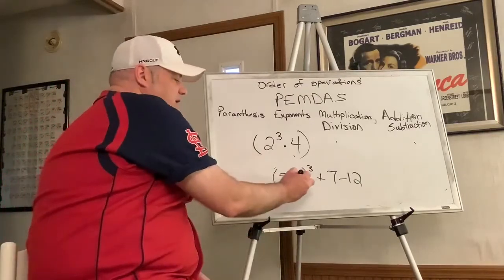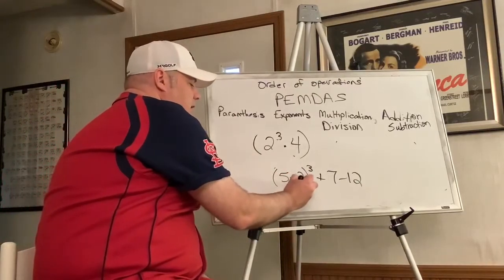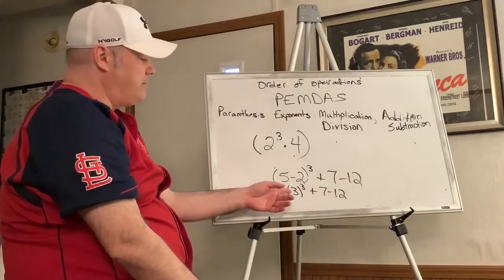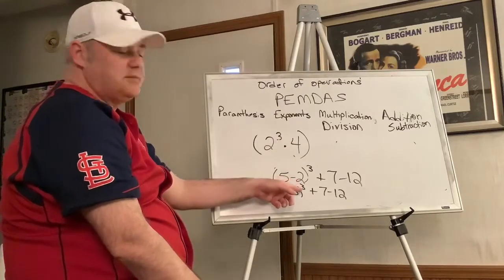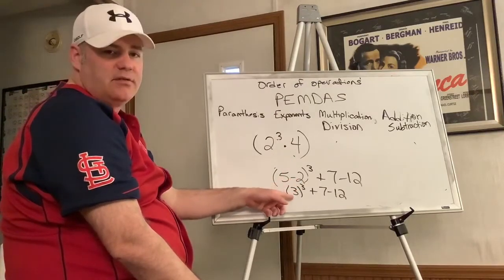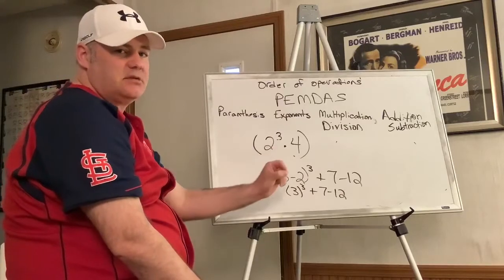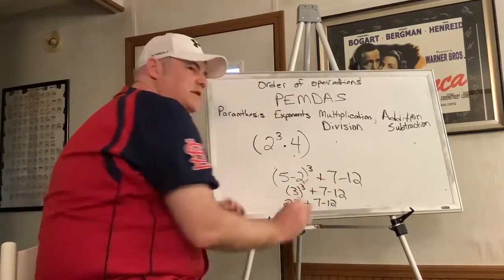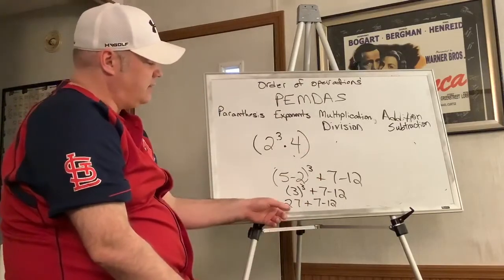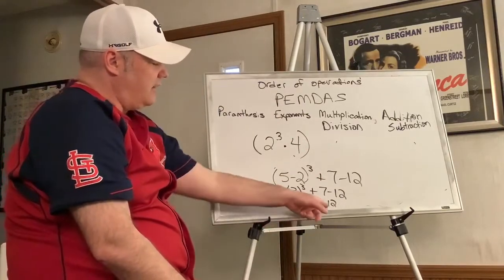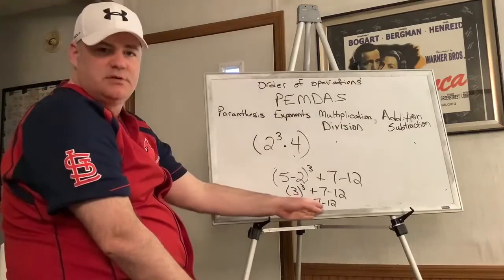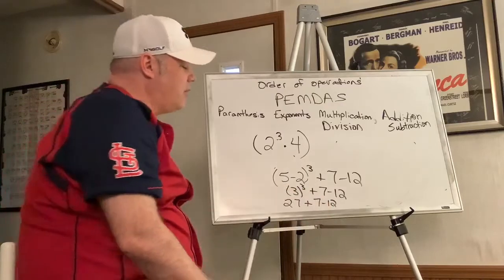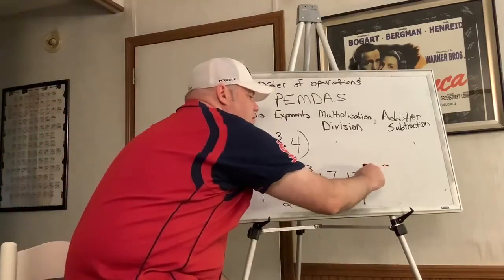So I'm going to do 5 minus 2, which is 3. Now I'm done in the parentheses, but I now need to do the exponent next. I need to cube that 3. 3 times 3 times 3, okay, which is 27. 3 times 3 is 9, times 3 again is 27. And now I can go left to right because all I have left is addition and subtraction. 27 plus 7 is 34. 34 minus 12 is 22.